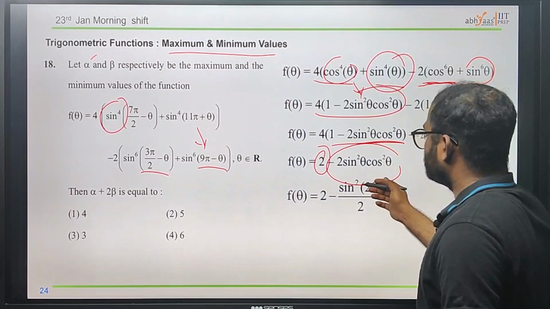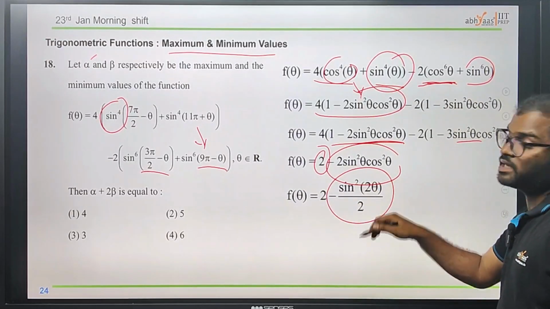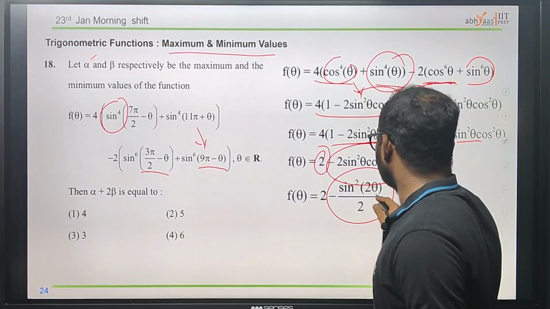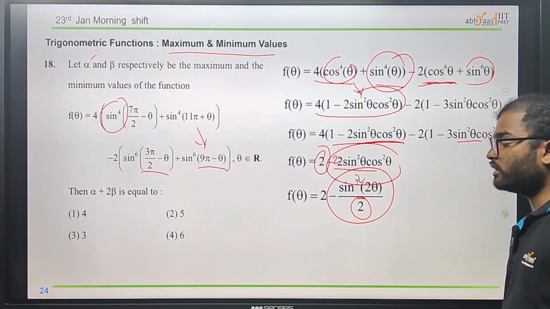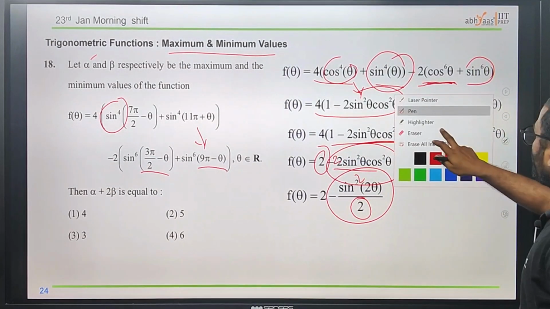Now we can write, as I said, sine square can be written as sine square of 2 theta divided by 2. Since we have to divide by 2 and multiply by 2, for that reason we have this 2 here.